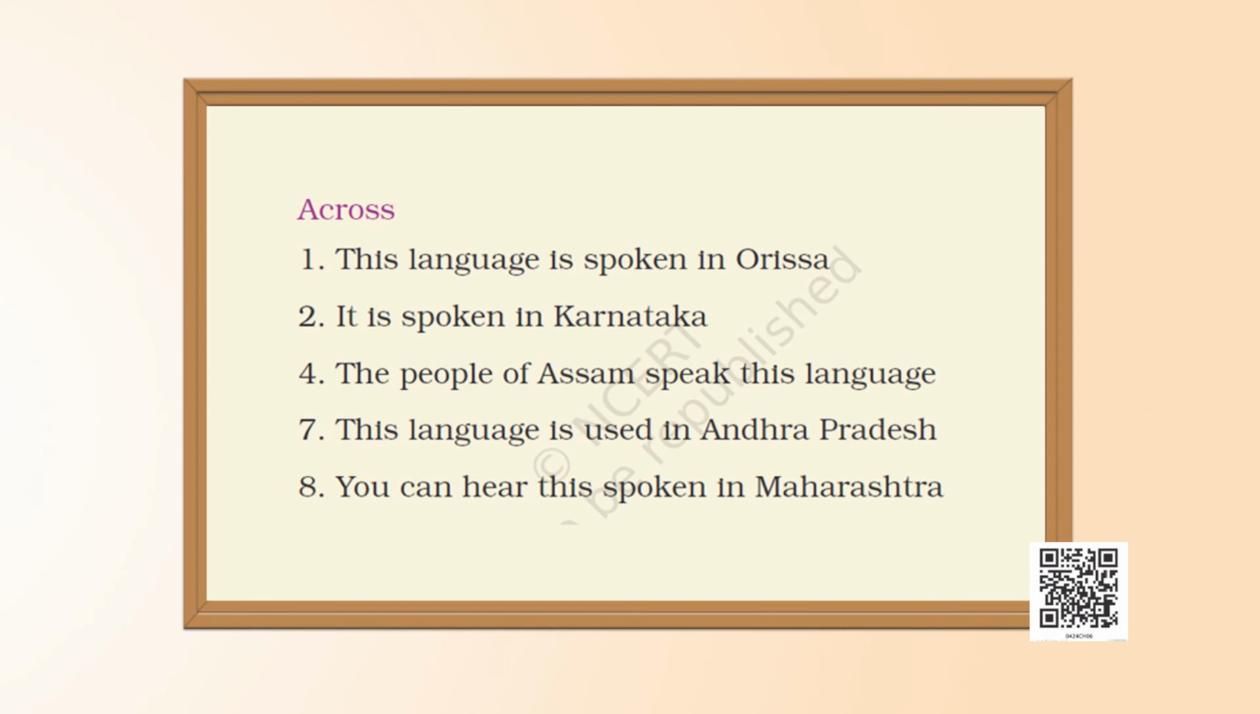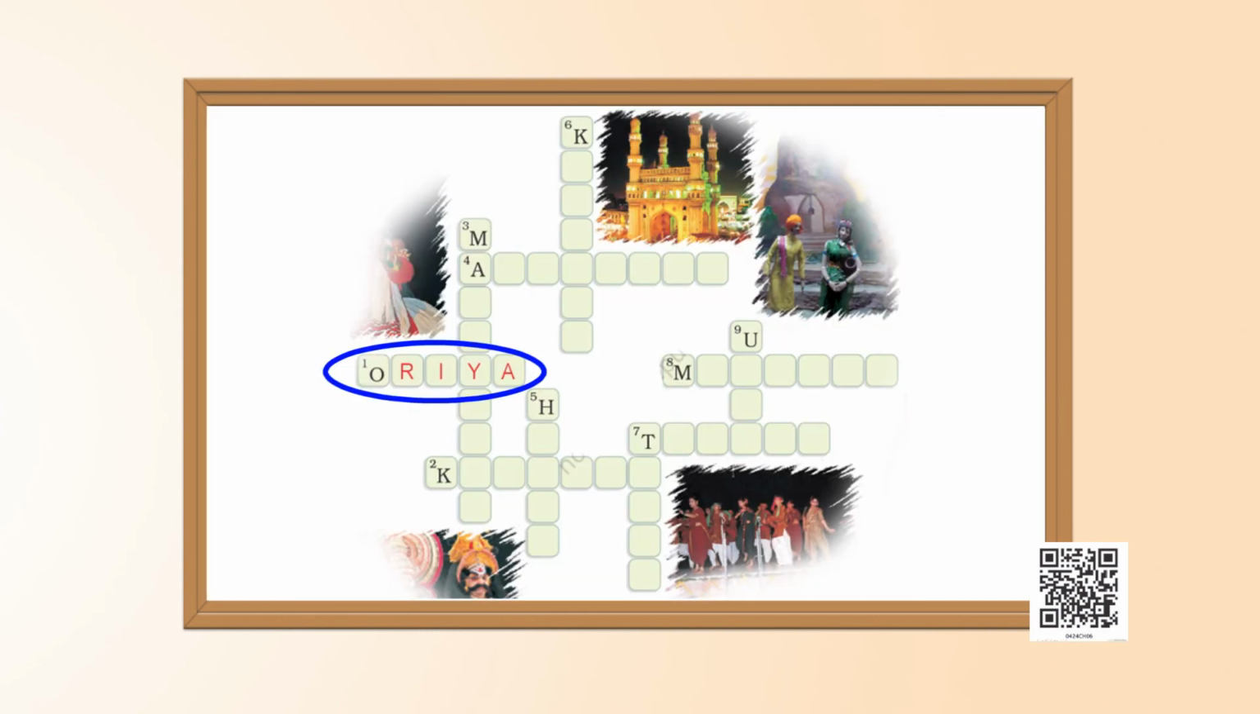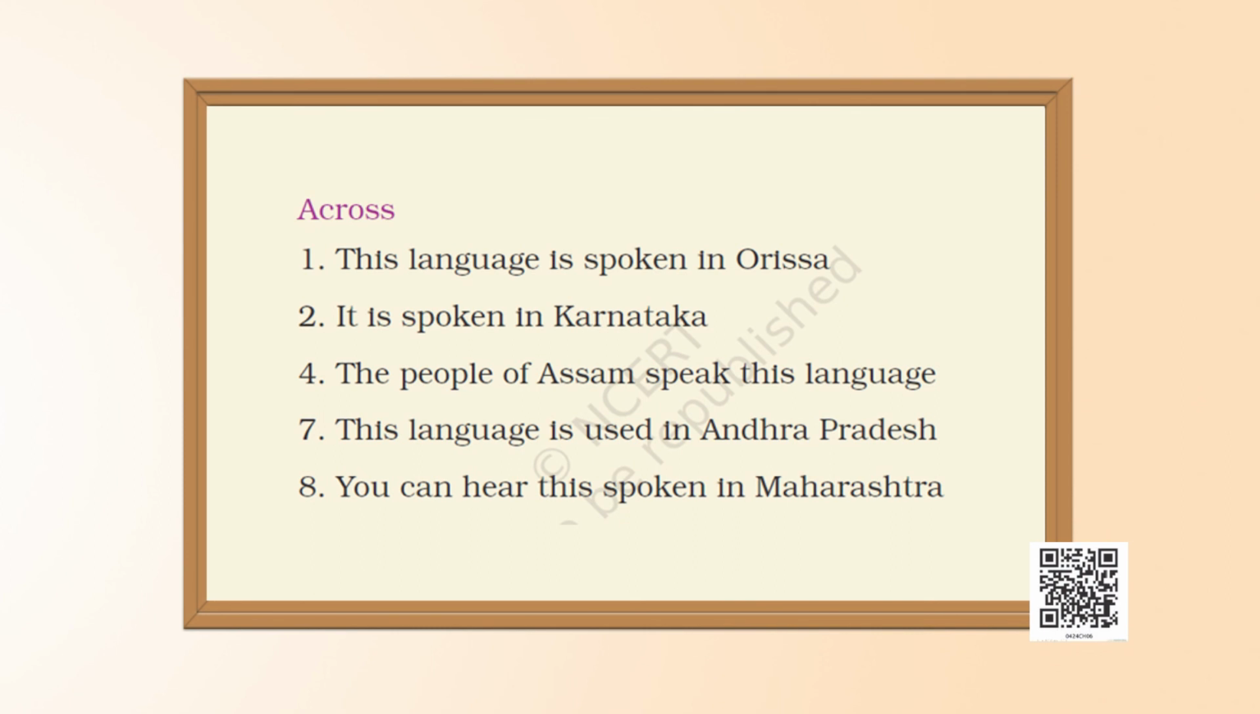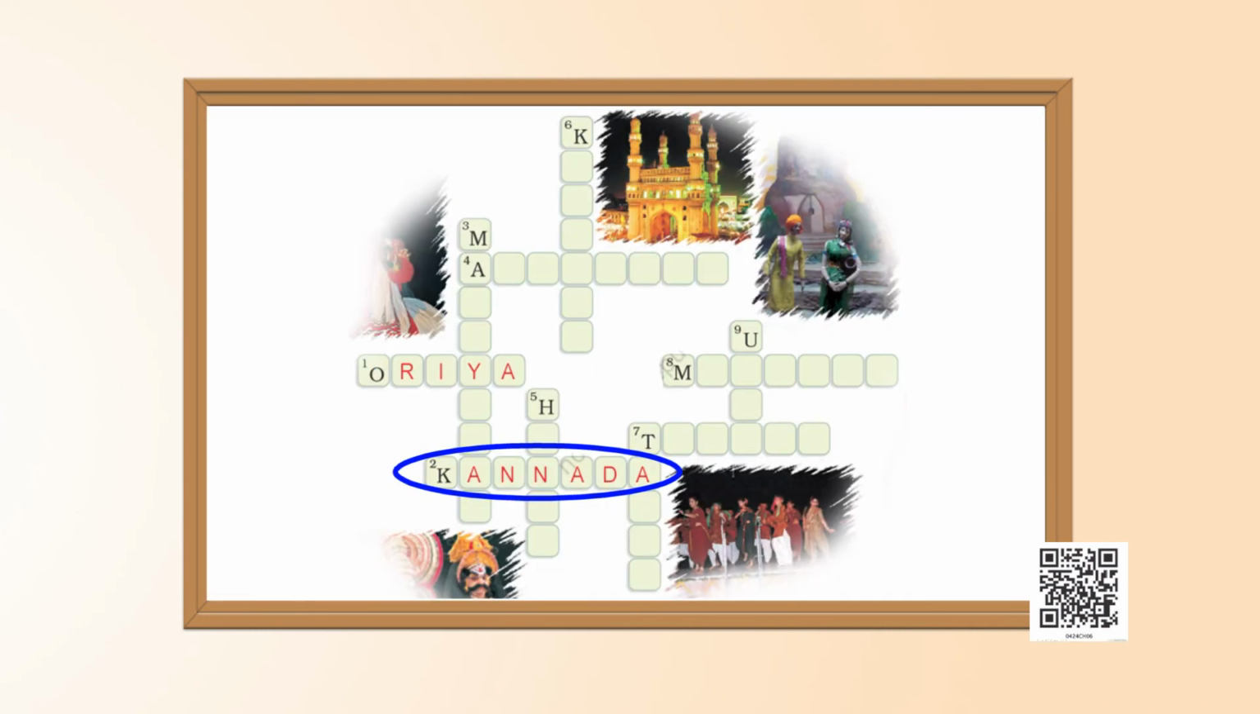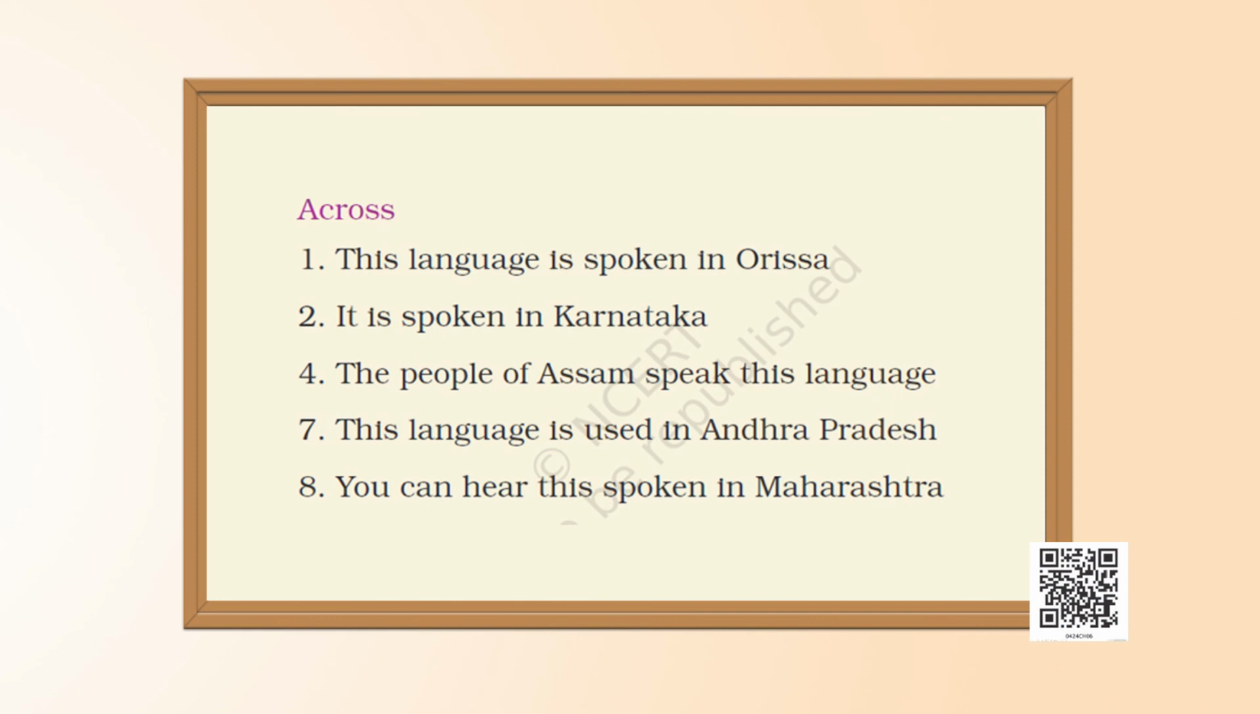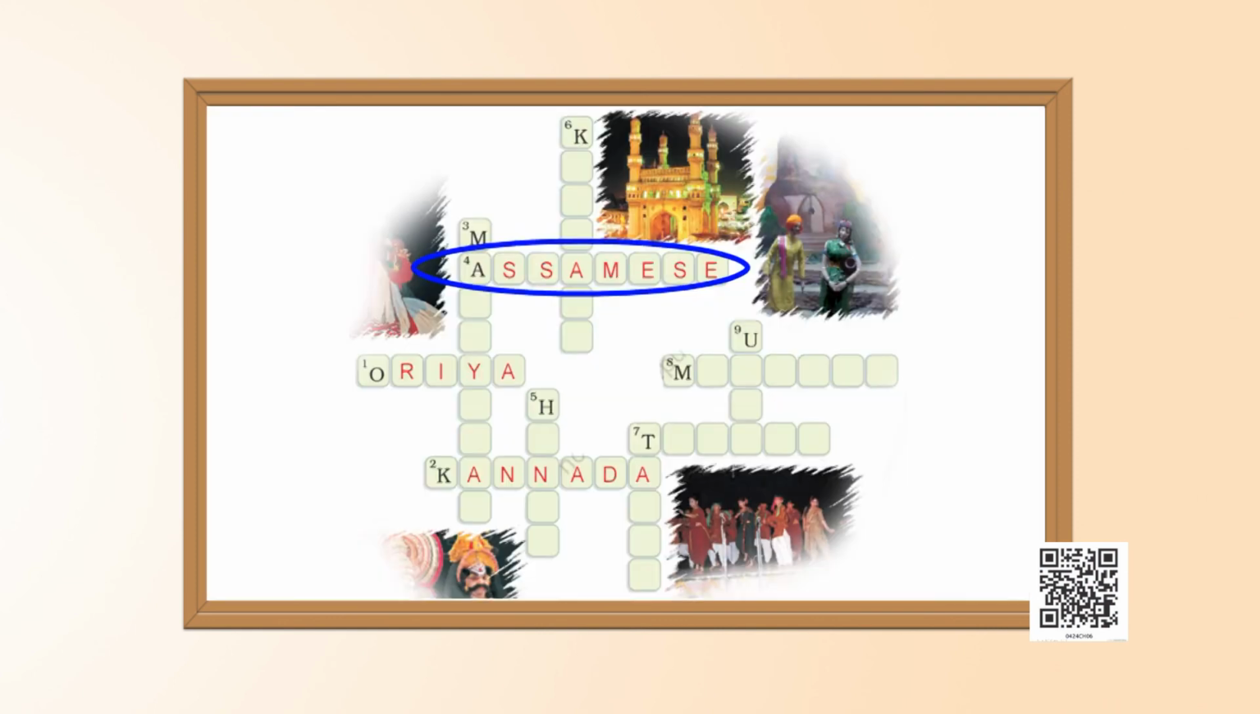What is the language spoken in Orissa? Yeah, you are right, Oriya. Now, you have to do this on page 127. You have some columns there, you can find the columns there and you have to write. Question number 2, it is spoken in Karnataka. What is the language spoken in Karnataka? Yes, you are right, Kannada. Number 4, the people of Assam speak this language. You are right, Assamese.